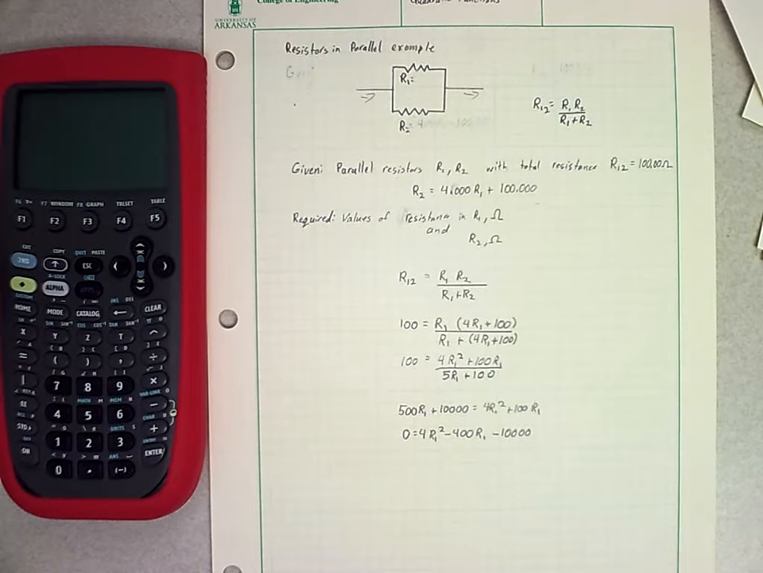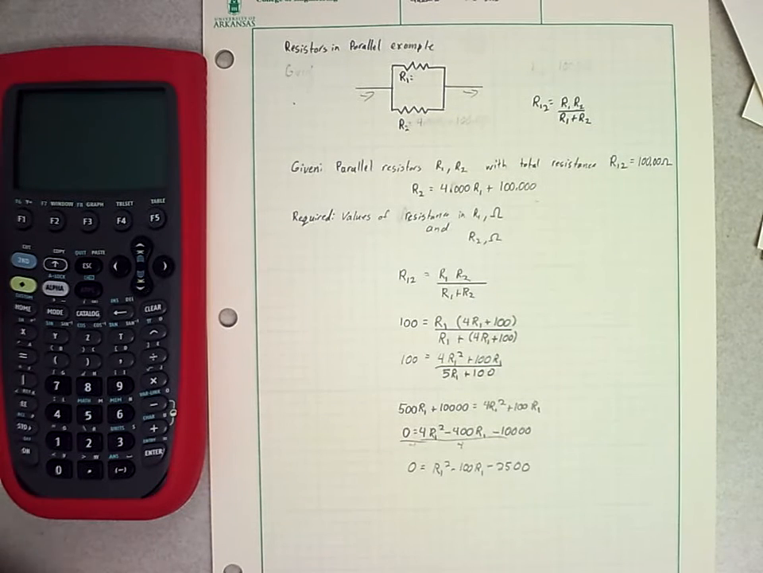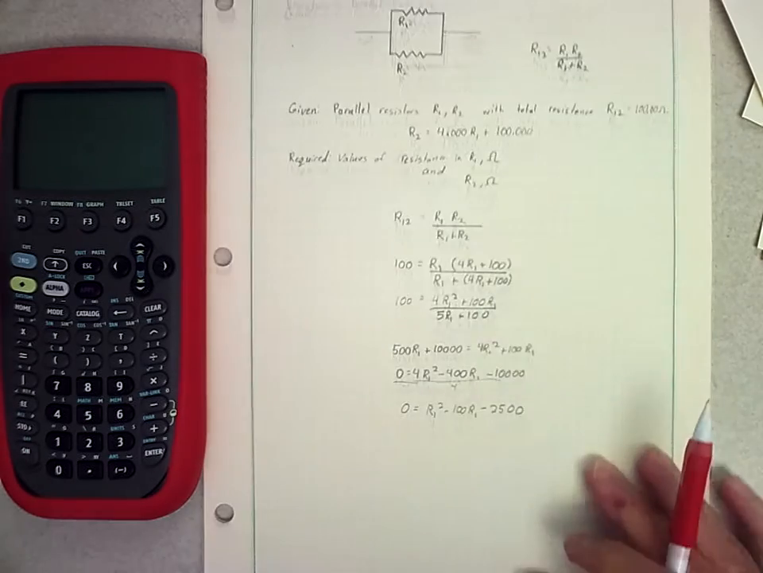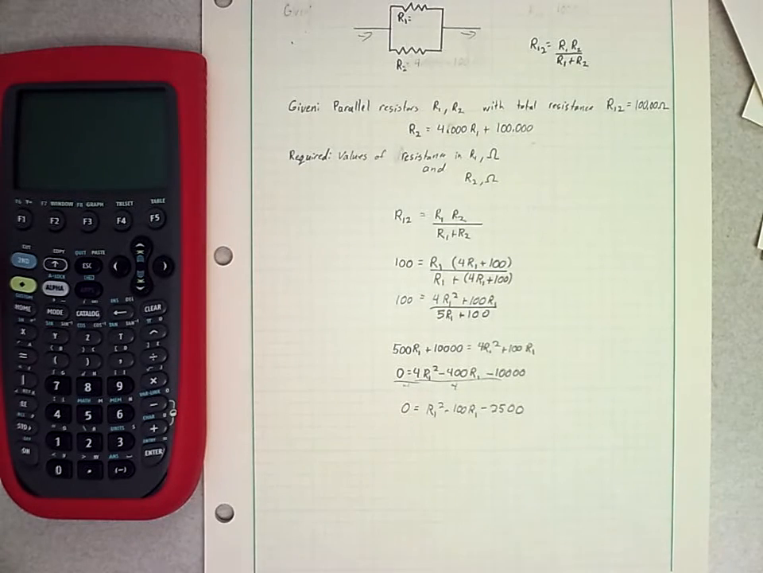To solve it easily, I want to divide out common factors. So I've got R1 squared minus 100 R1 minus 2500. Again, factoring is a great thing if I can see one quickly. I would try negative 50, positive 50, but those would actually cancel each other out. 5 and 500, that's way far off. So rather than spending a lot of time trying to figure out if there are factors that work, we're just going to go ahead and jump to the quadratic formula.